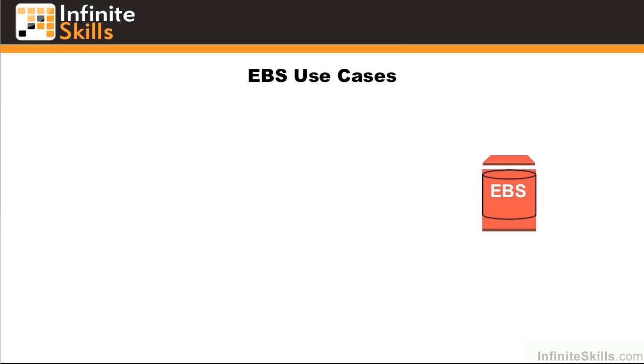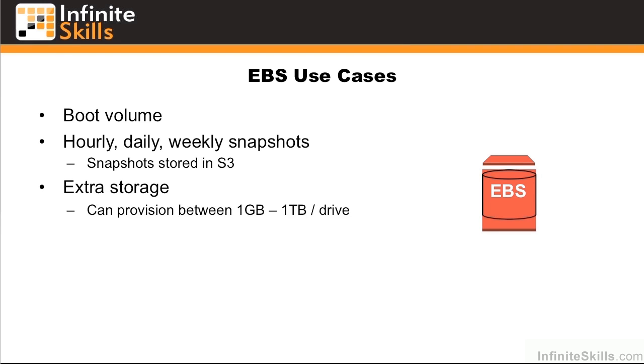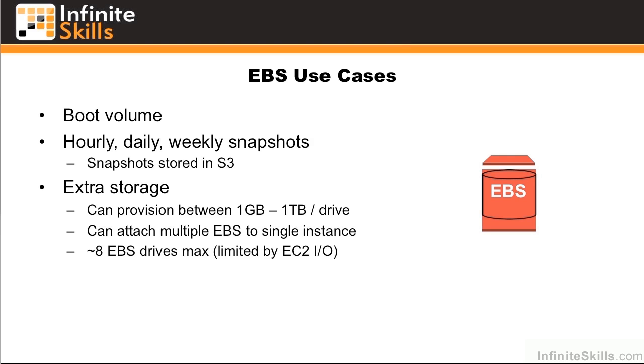Let's look at some of the EBS use cases. The first and best case is as a boot volume. You can do hourly, daily, and weekly snapshots. The snapshots are stored durably in S3. You can also use it whenever you need extra storage. You can provision between 1 gigabyte and 1 terabyte per EBS volume. And you can attach multiple EBS to a single instance. The sweet spot typically maxes out at about 6 to 8 EBS drive volumes.